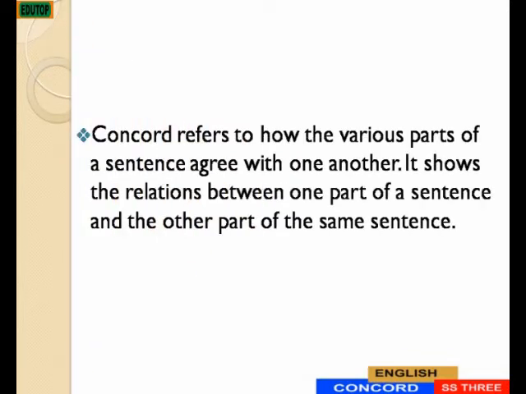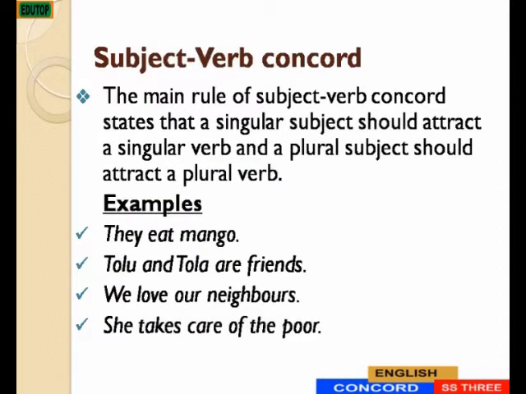Concord in English language refers to how the various parts of a sentence agree with one another. It shows the relations between one part of a sentence and the other parts of the same sentence. Under this, we are going to be discussing subject-verb concord. By this, we mean how subjects agree with verbs.